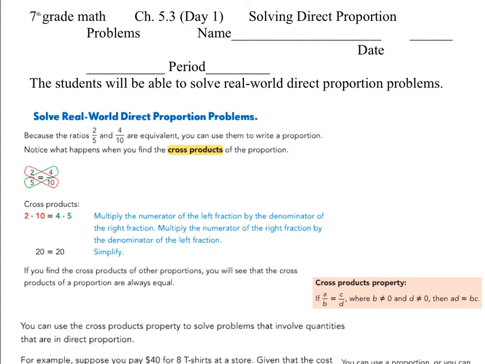Okay, today 5.3 day 1, solving direct proportion problems. You'll be able to solve real-world direct proportion problems.